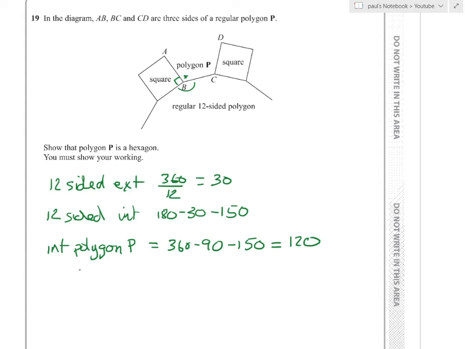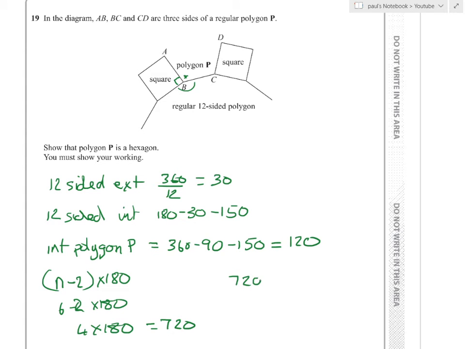Now, the sum of all the angles in a six-sided shape is going to be the number of sides minus 2, times 180. So the number of sides is 6, minus 2 times 180, which is 4 times 180, which equals 720. So in a six-sided shape, we've got 720. Now, if we divide 720 by the 120 that we worked out for the internal angle, if this comes out at 6, then we're on the money, and it does, yeah.